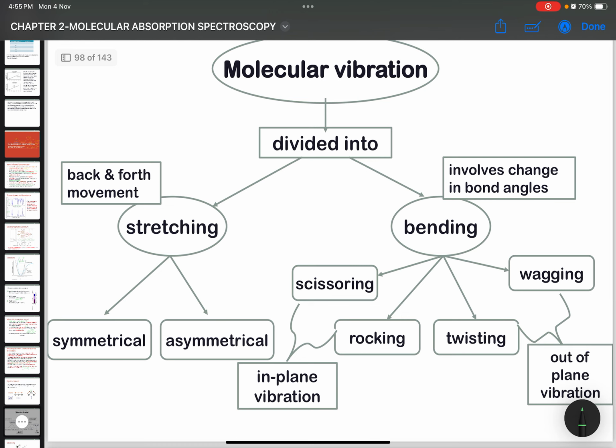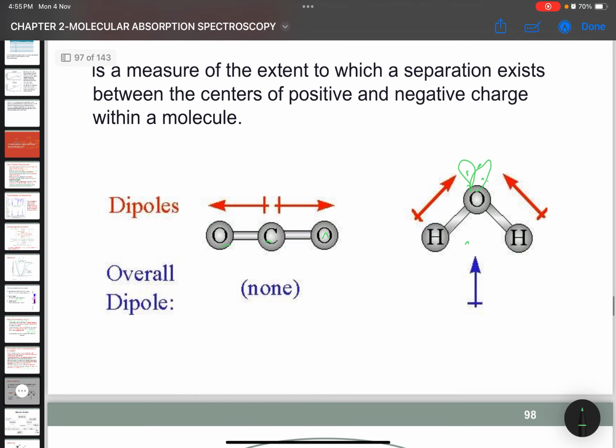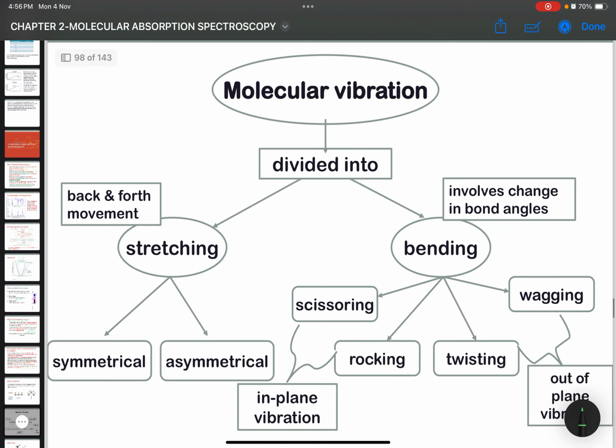Sebenarnya untuk yang ini, kalau kita tengok dalam bentuk animation, dia akan lebih mudah untuk kita faham ya. Tapi since guna iPad ni, saya tak boleh lah nak tunjuk software yang saya selalu tunjuk tu ya. Okay. When molecular vibration happens, there are two types of movement, yeah, movement of the bond as well as the atom.